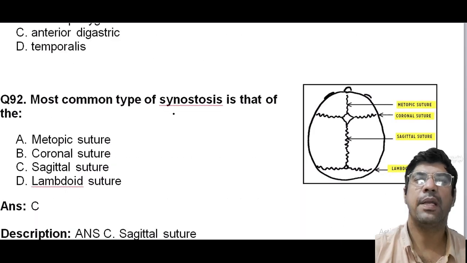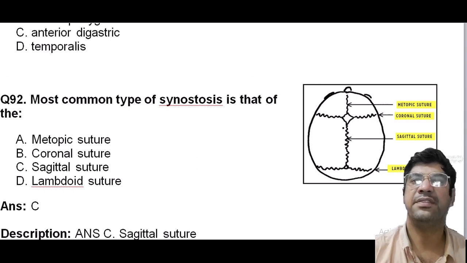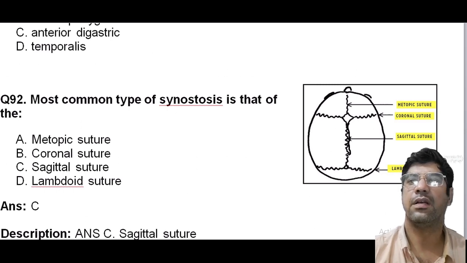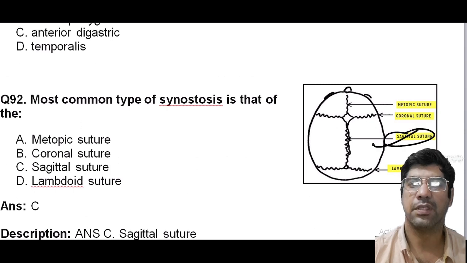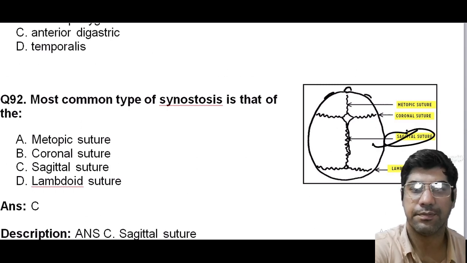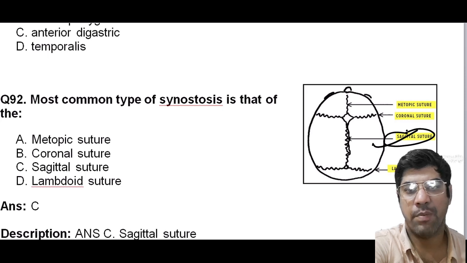The most common type of synostosis is that of the sagittal suture. So the most common type of cranial suture fusion is the sagittal suture.